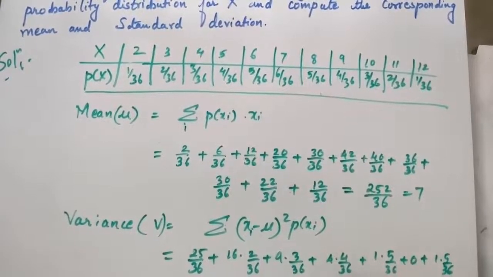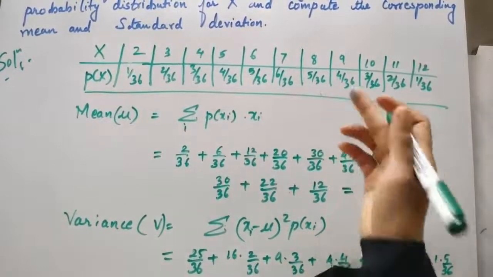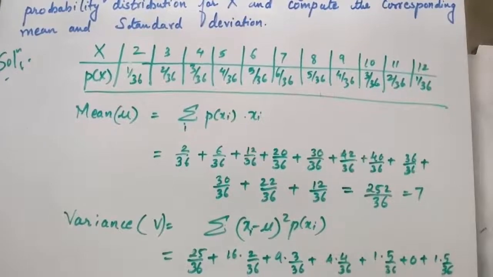Go on doing it. 9 minus 7, again 2. 2 whole square is 4. 4 into the next number, that is 4 into 4 by 36 you are getting. Respective probability of 2 you have to multiply.